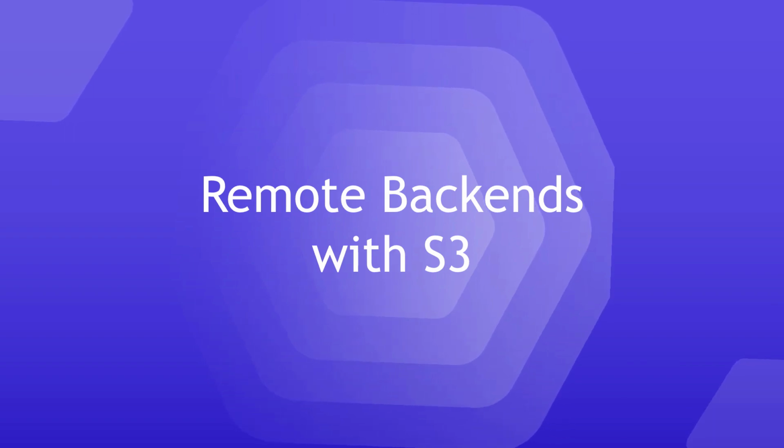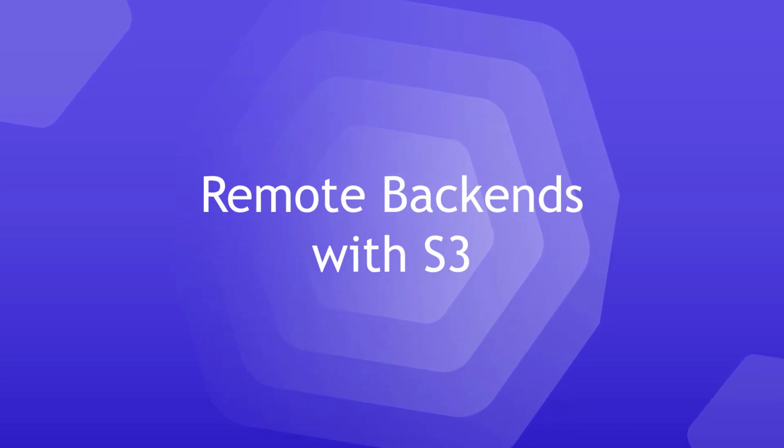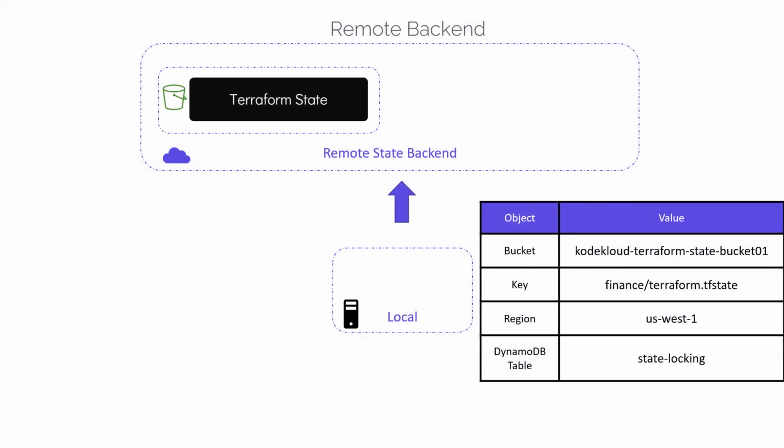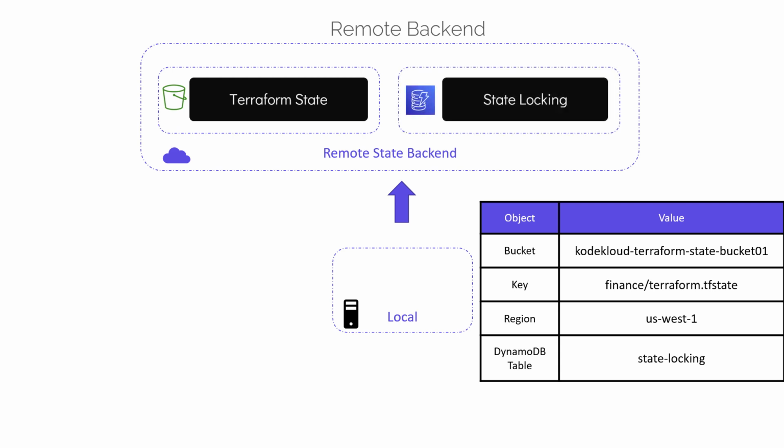In this lecture, we will learn how to make use of an S3 bucket and a DynamoDB table to configure Remote Backend for our Terraform configuration. For this, we need two things: an S3 bucket, which will be used to store the Terraform state file, and a DynamoDB table, which will be used to implement state locking and consistency checks. So first, make sure that these two prerequisites have been completed before beginning to configure a Remote Backend.